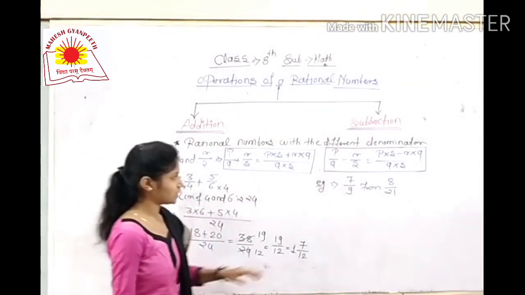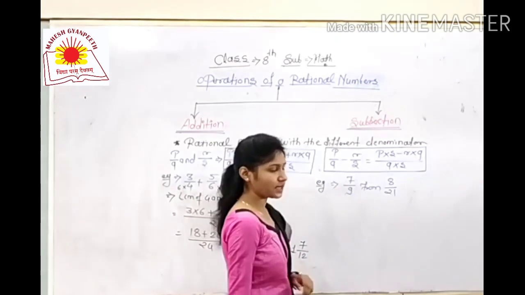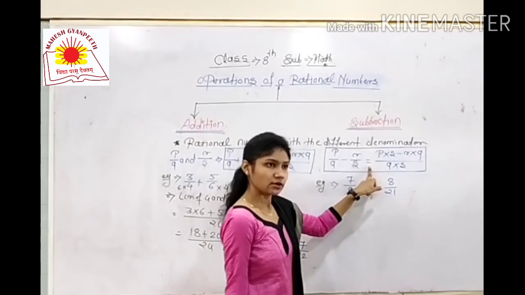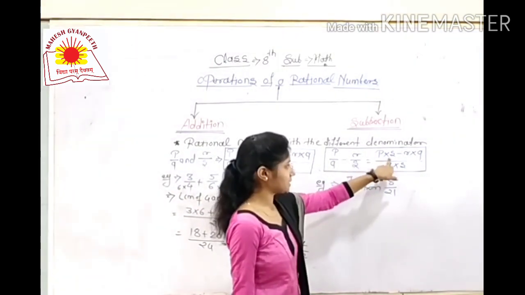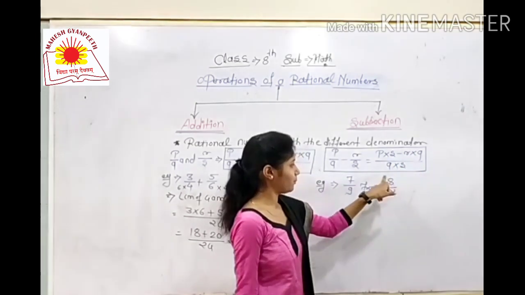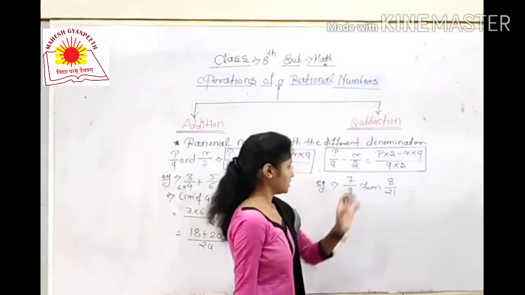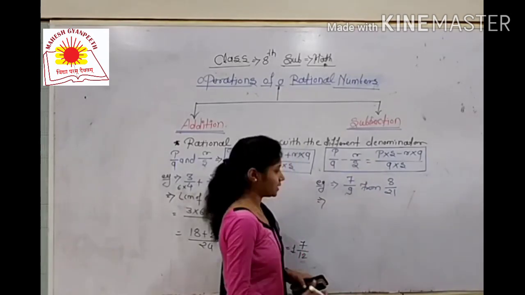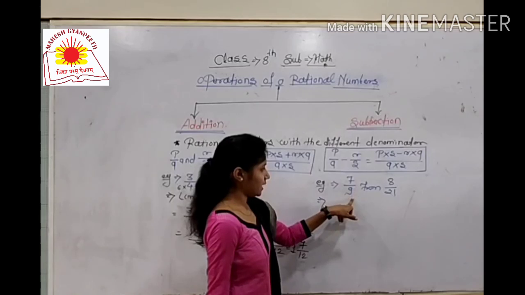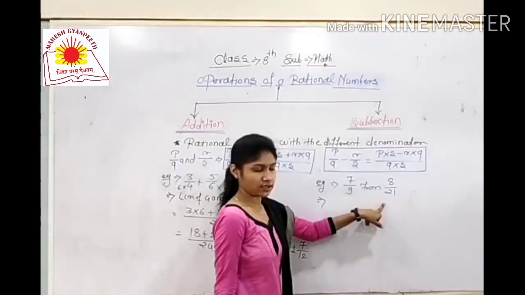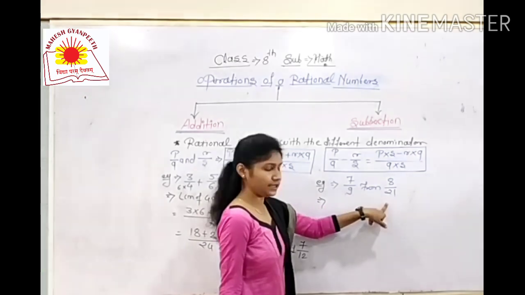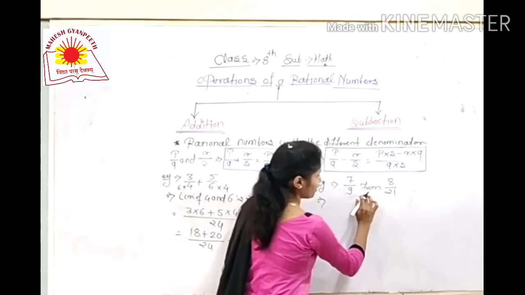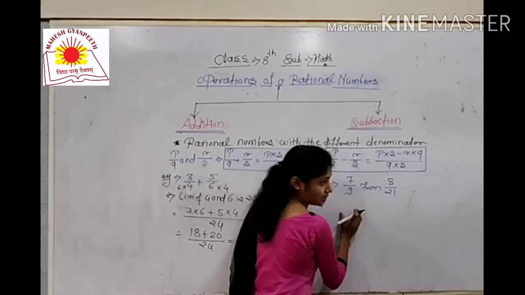Now the subtraction. How to subtract? P upon Q minus R upon S, we use cross multiplication: P multiplied by S minus R multiplied by Q, upon Q multiplied by S. Now we use the LCM method. See this question: 7 upon 9 from 8 upon 21. What does this mean? How do we solve this type of question? In front of the from term, we always write it first.